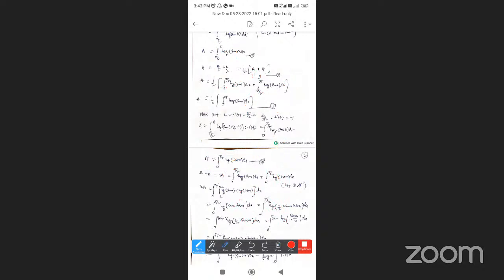The limits value is this. Put x is equal to 90 minus t. When x is equal to the lower limit 0, then t is equal to pi by 2. When x is equal to the upper limit pi by 2, then t is equal to 90 minus 90, which is 0. So A is equal to the integral from pi by 2 to 0 of log of sin of (pi by 2 minus t), into minus 1 into dt.